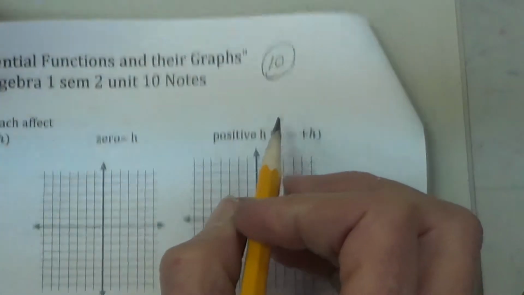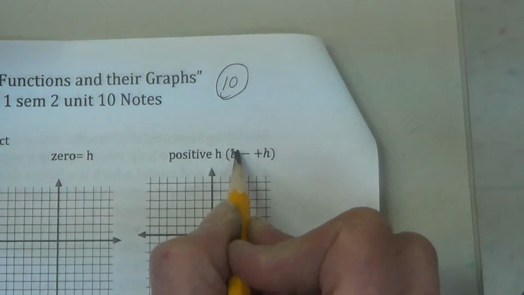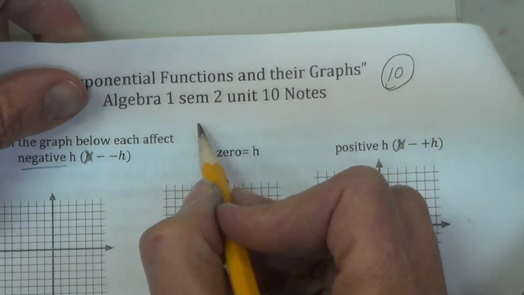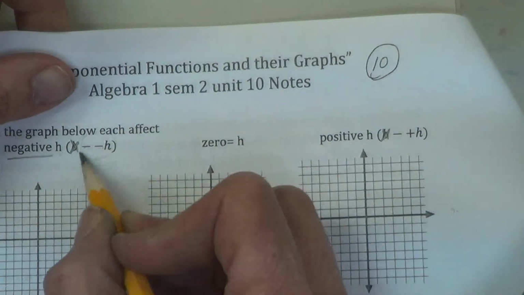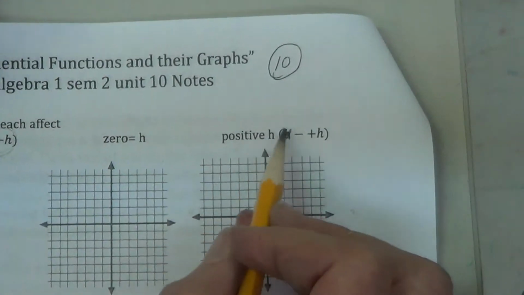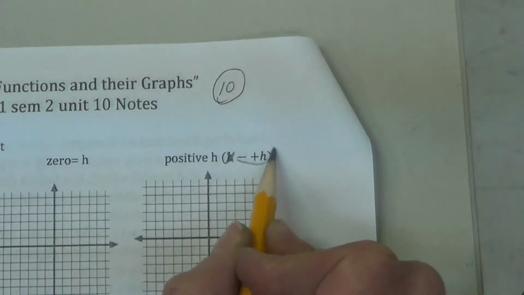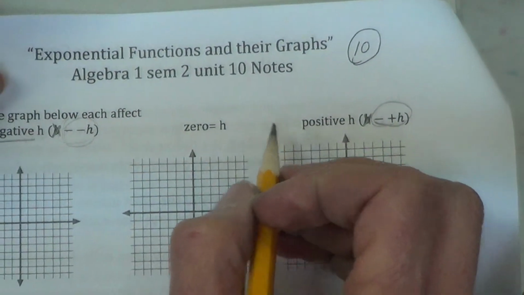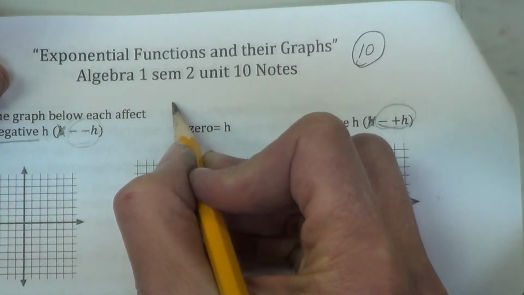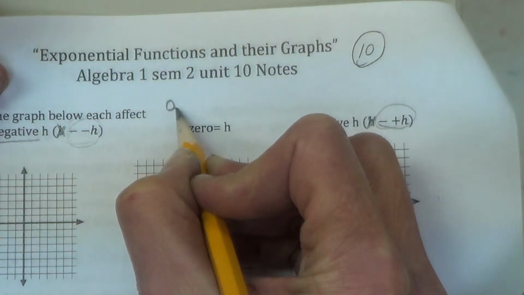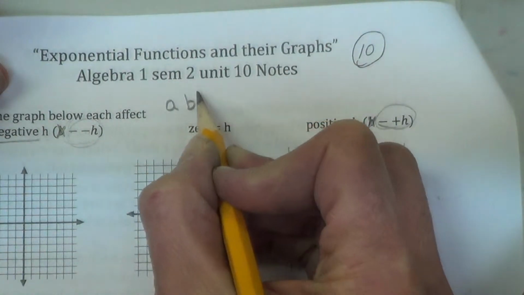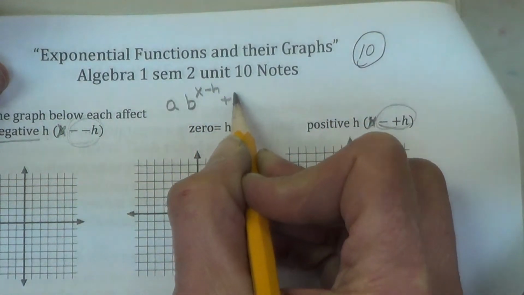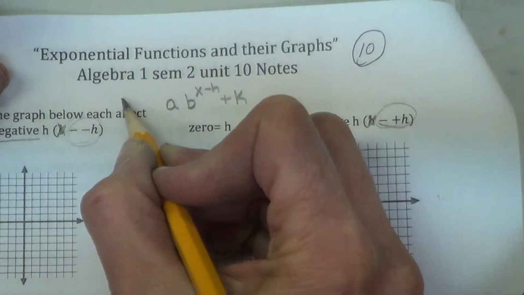And if it's a positive h, it's x minus a plus h. So it looks like a positive h, but it's really negative h. Looks like a negative h, but you really got a positive h value. Remember how that x term always looks backwards. So we have a times b to the x minus h plus k. That's what our formula is for these.